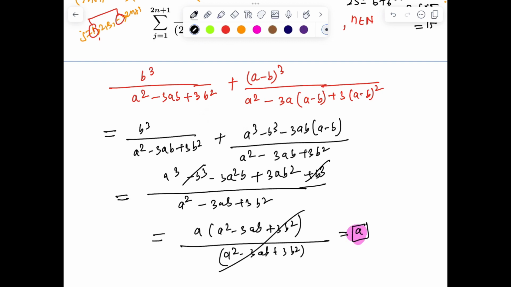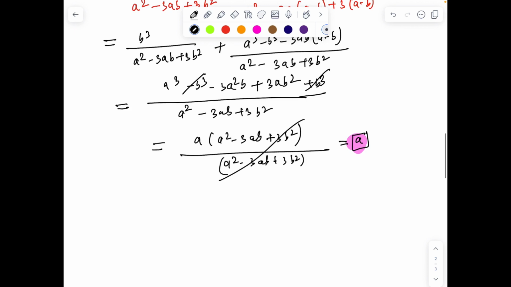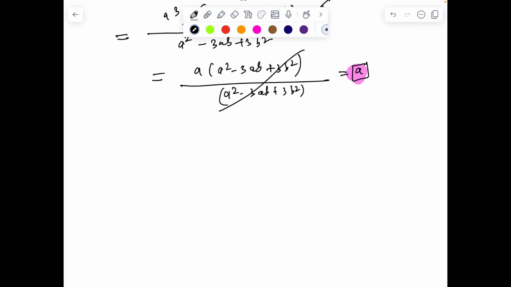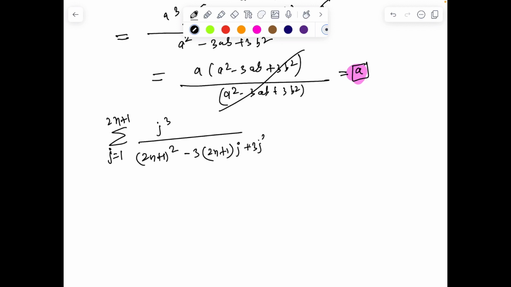So what advantage did we get from this? The advantage is that we can now observe the initial summation is equivalent to, because first and last if you want, first is j equals 1 and last is 2n plus 1. So if you want the first and last summation, let's make it equidistant. So j equals 1 to 2n plus 1 of j cubed by (2n plus 1) whole squared minus 3 times (2n plus 1)j plus 3j squared.